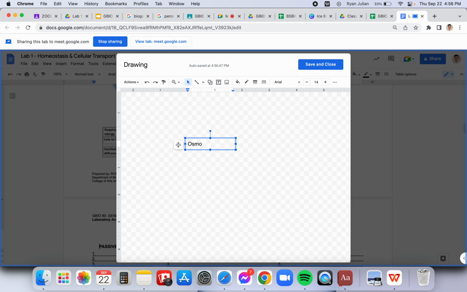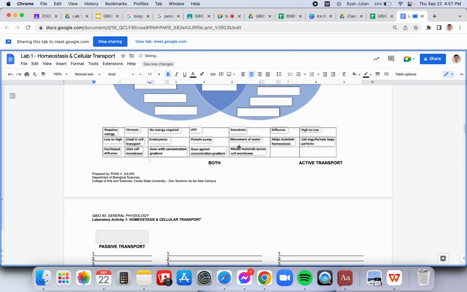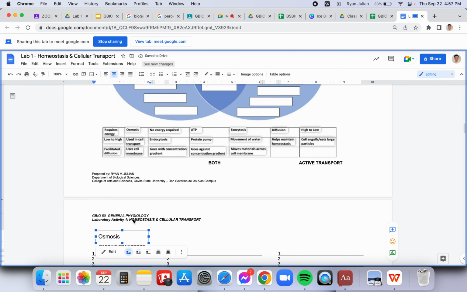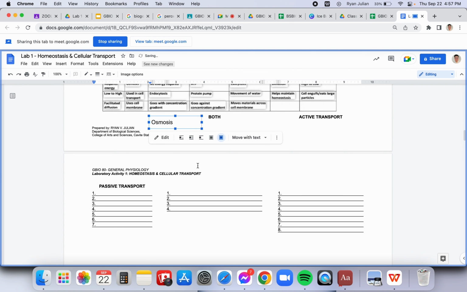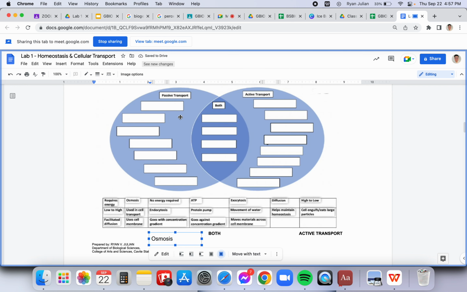I'm not quite sure, class, if this feature exists in MS Word, because over the last few years I've been more used to Google Docs. Its interface is simple, so this is what I use when I am checking the activities for my students that I am handling. So once you are through, save and close. And here it is, just drag it. But it has to be set to in front of text, so you can place it in front of the photo. For example, the answer here in passive transport is osmosis, but that's not the answer. I'm just giving you an example.